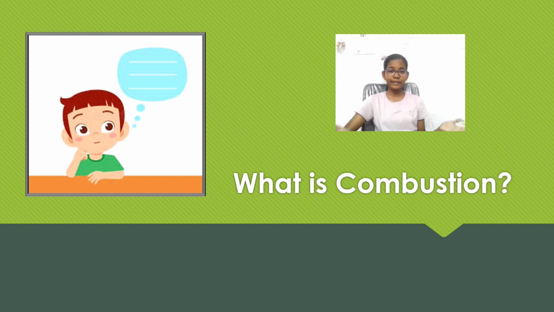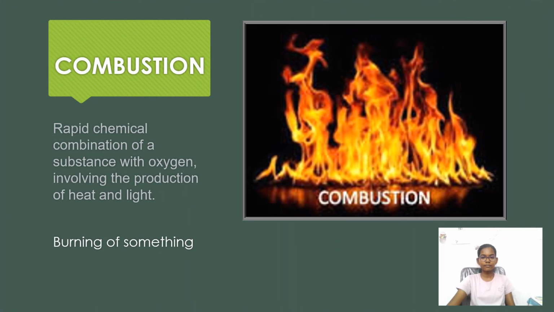First of all, what is combustion? When you see your mom cooking in the kitchen, you would see that on the stove there would be light and that is fire. But what happens to it? The fire is burning. This is called combustion. The scientific term for burning is called combustion. The rapid chemical combination of a substance with oxygen involving the production of heat and light is called combustion.